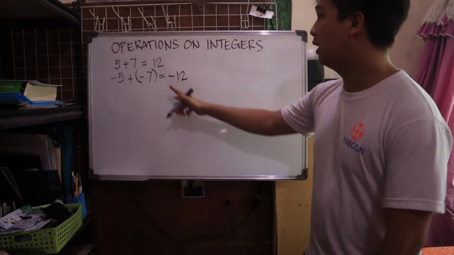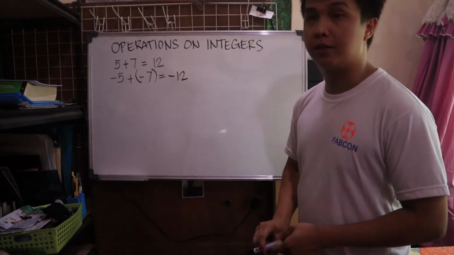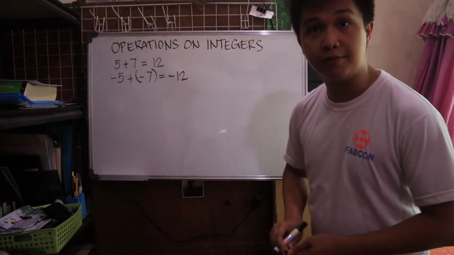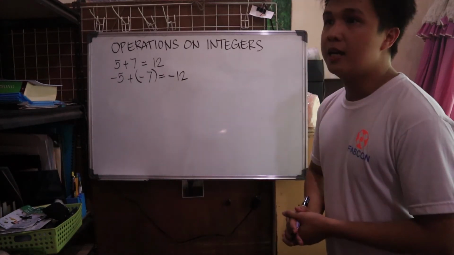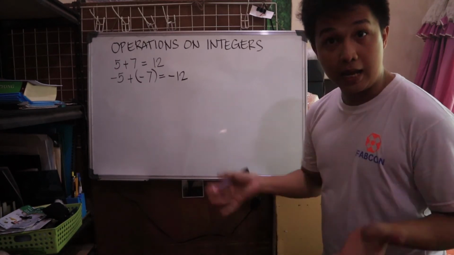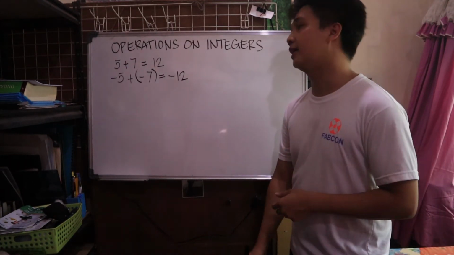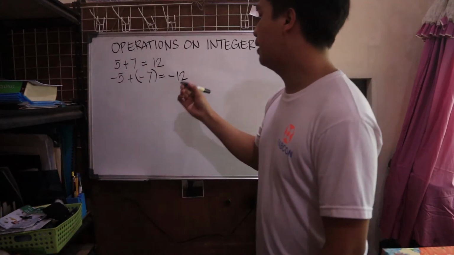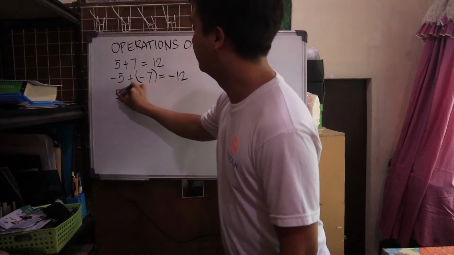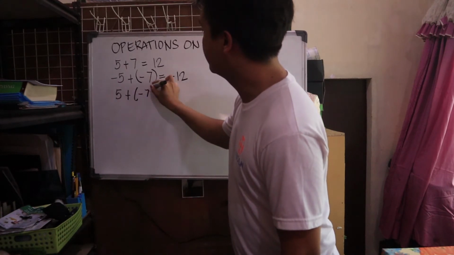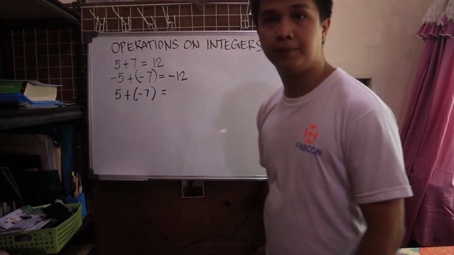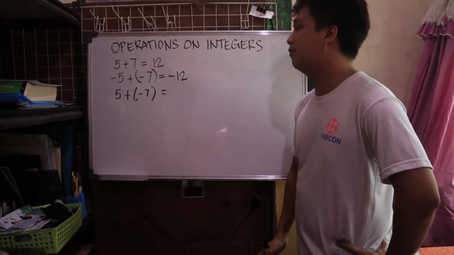If you notice, ang ilang signs pareho. So positive plus positive, positive gyapon. If negative plus negative, negative gyapon. What if lain ang ilang mga signs? For example, positive 5 plus negative 7. Okay, 5 plus negative 7.